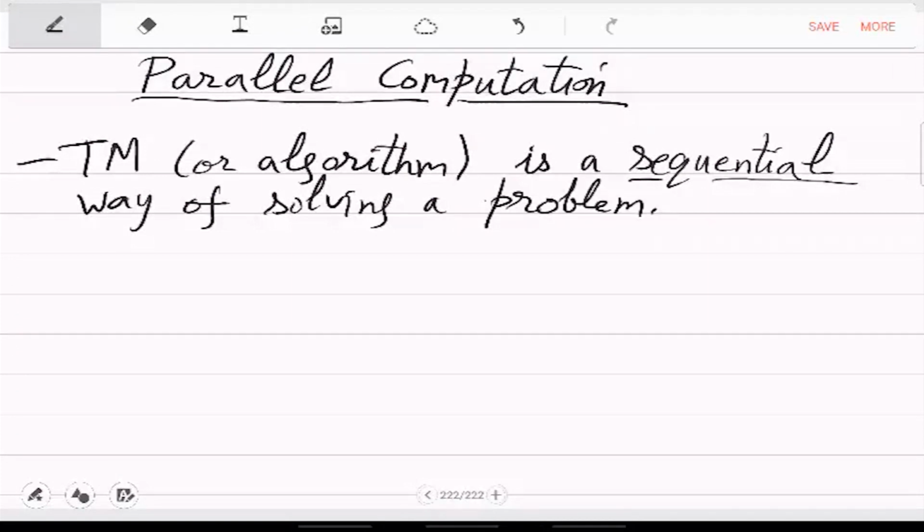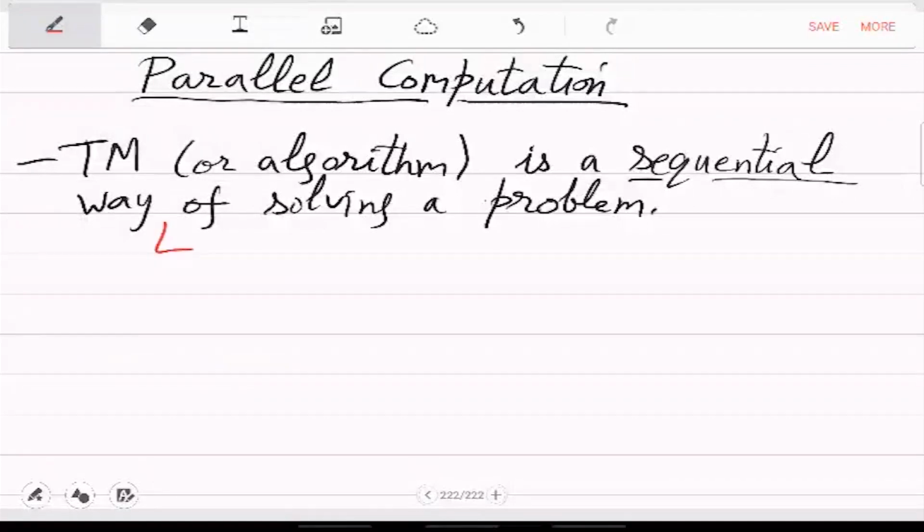Why is it sequential? Because a Turing machine or algorithm gives you after one step what comes next and what comes after that, and so on. There is no idea of solving many things at once. That is what you want in parallel computation. So, how do we model that properly? That is the question. So, what about parallel algorithms? Where do they live? Who models them?